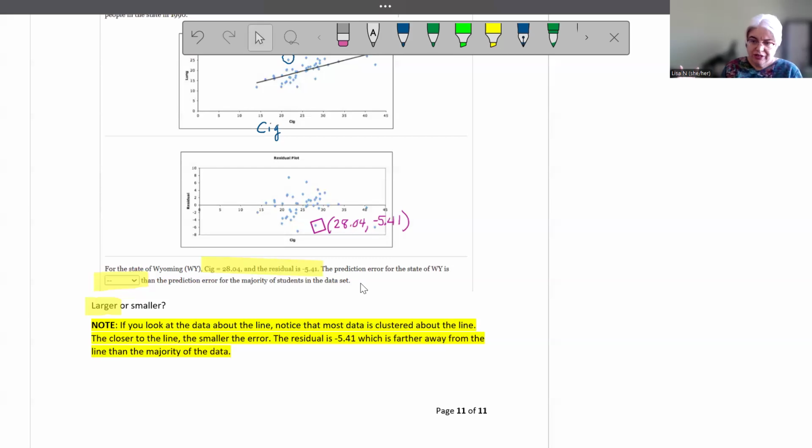If you look at all those dots, do you notice there's a lot clustered towards the line? So a lot of the residuals are kind of close to the line, and this particular point looks farther away from the line. So that means it is actually going to be larger rather than smaller.